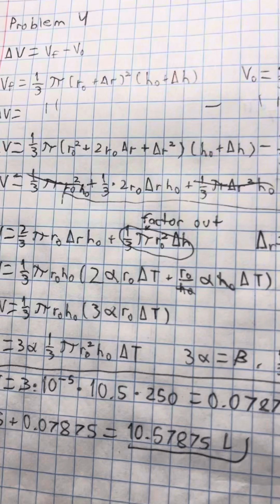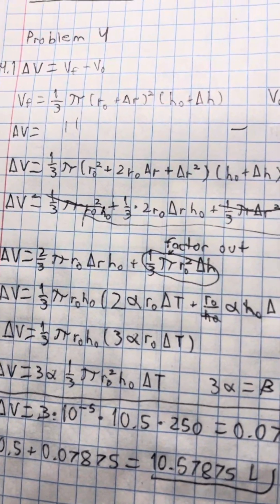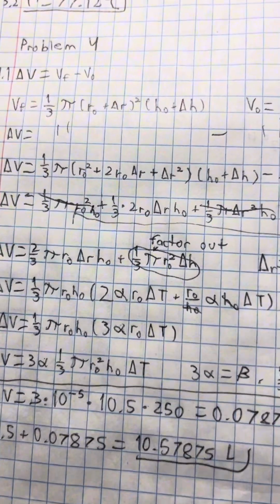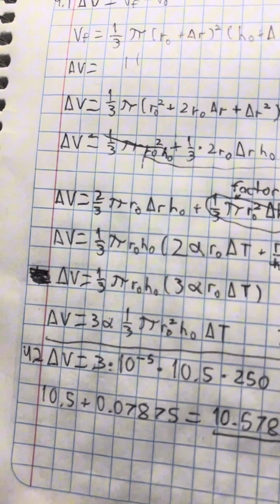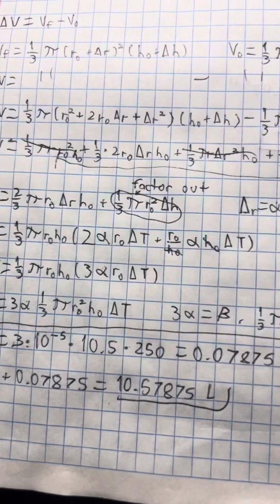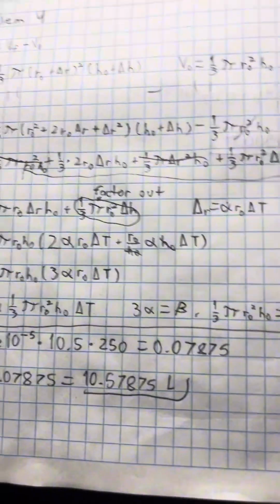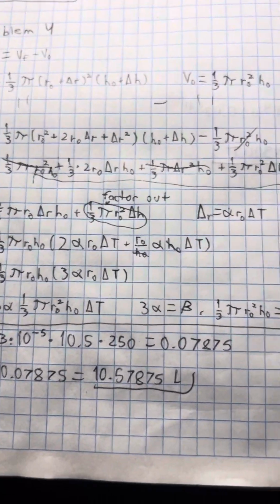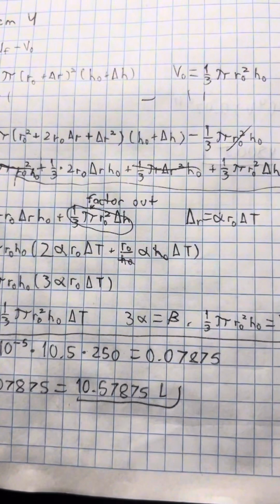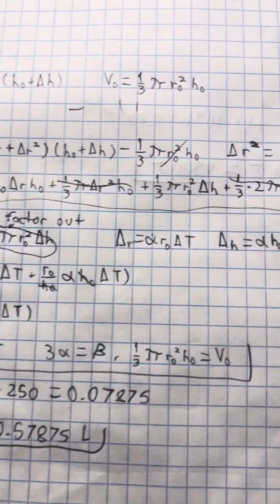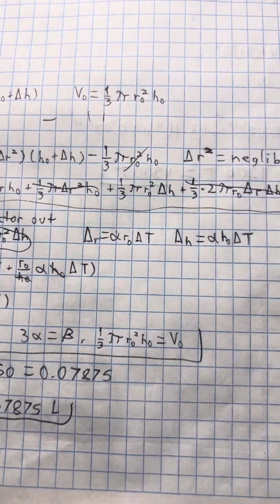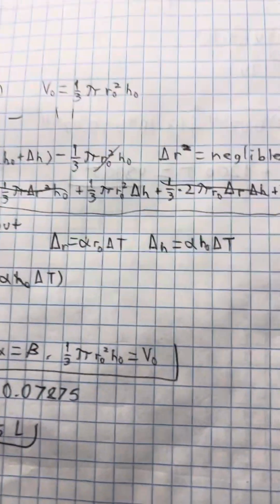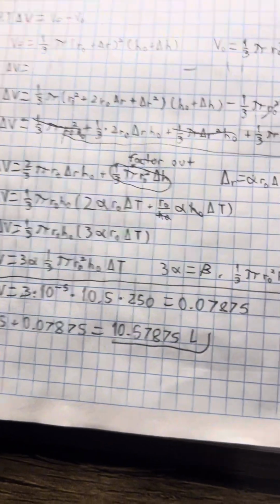And here you can factor out the 1/3 pi times initial radius times initial height. When you factor it out, you get this in the parentheses. You also have to remember that the formula for the difference in r or the difference in height is alpha times initial r times the difference in temperature. And that's how you are going to get the final, wanted formula.